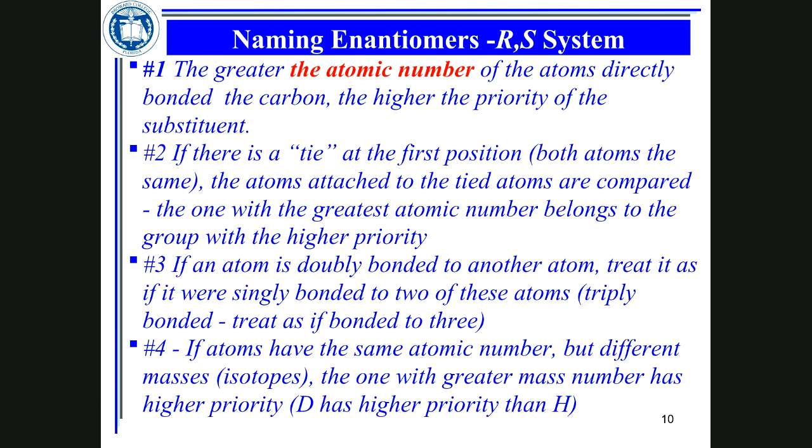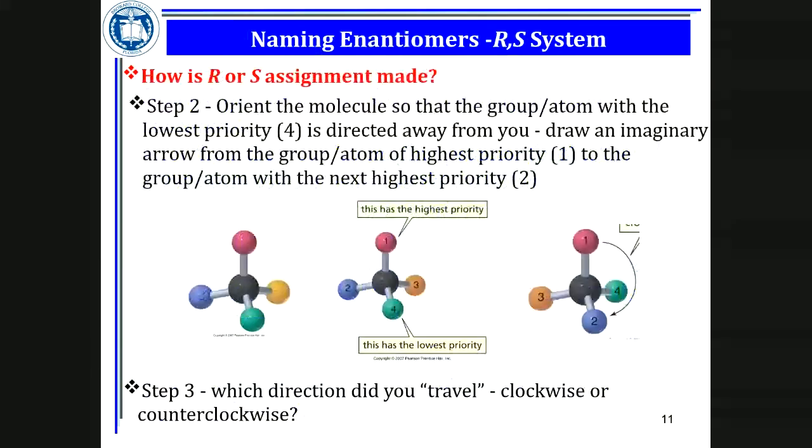The greater the atomic number directly attached, the higher the priority. And if you have a tie, where all positions are the same, then you move one bond further until you find the point of difference. If you have a double bond, that means it's attached to 2 of the same. If you have a triple bond, that means it's attached to 3 of the same element, so you count it as 3 bonds. When you have isotopes, the heavy isotope is going to take higher priority compared to the lighter isotope.